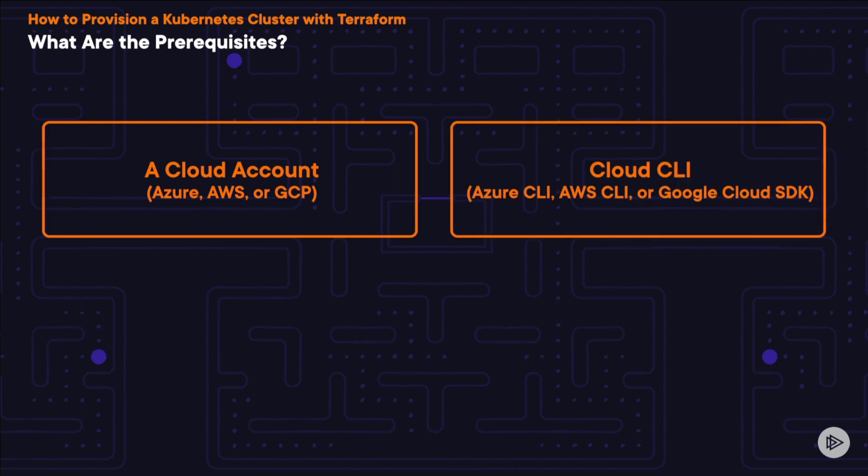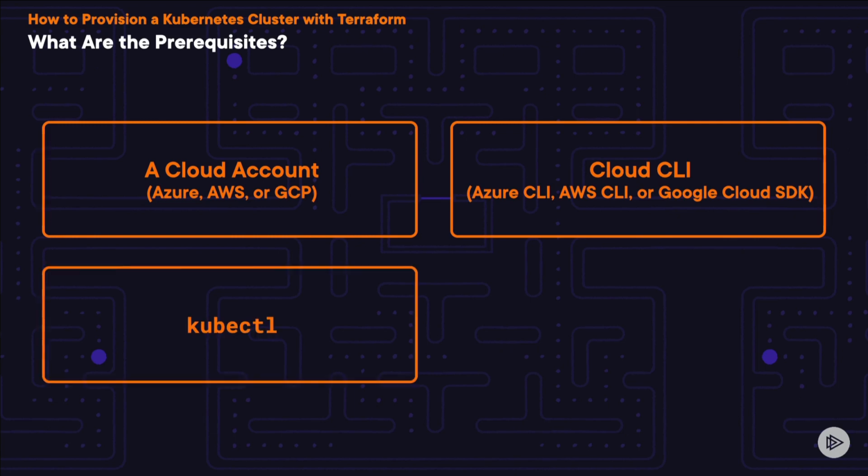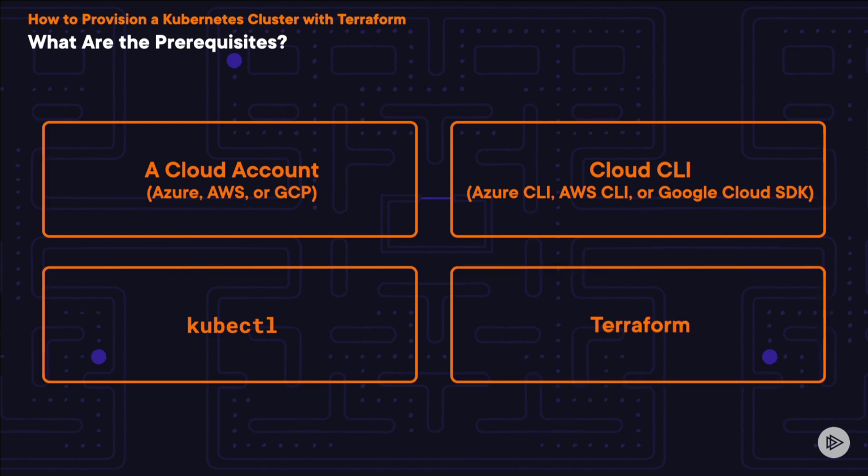We then need the cloud CLI that corresponds with each provider, for example, Azure CLI, AWS CLI, or Google Cloud SDK. We'll also need kubectl installed and configured with our cluster's context. And then finally, we need Terraform installed.